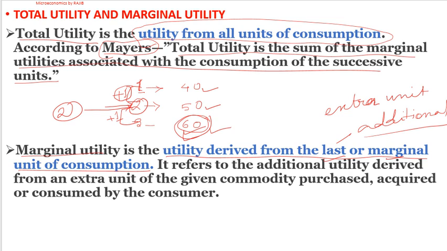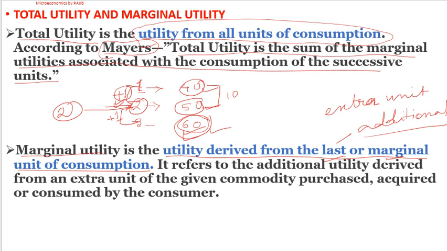That means totally you have the 2 units. So this is the additional unit. From this additional unit, whatever utility you got, that is the marginal utility. Here the total utility is 50. If you subtract the 40, the utility from the first unit, from this total utility, you will get 10. This 10 is the marginal utility.